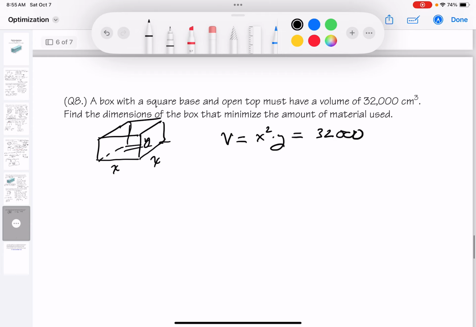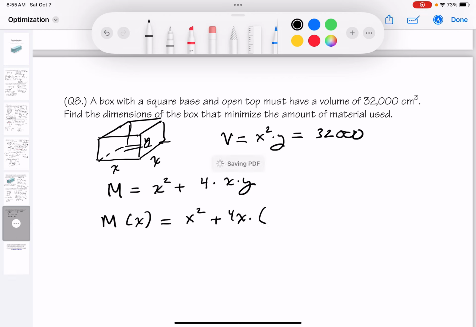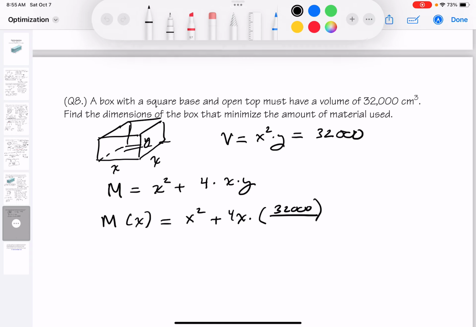Well, the amount of material used, I'll call it M. The base is x squared, that's the material from that. And then there are 4 sides, and those 4 sides have dimensions of x by y. So I'm going to write material as a function of x. That's going to be x squared plus 4x times y. And what's y? It's 32,000 divided by x squared.